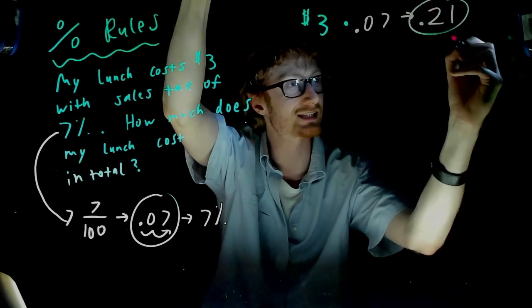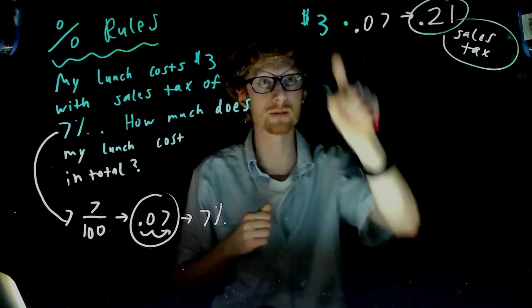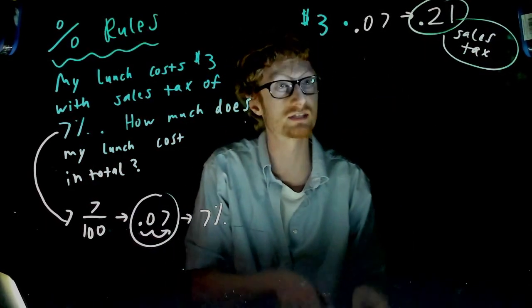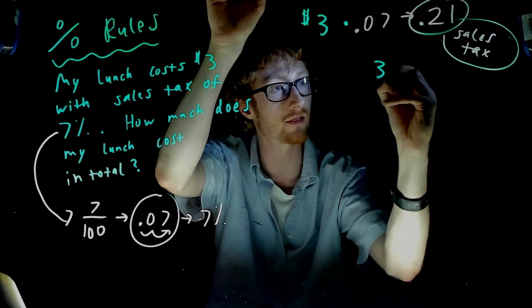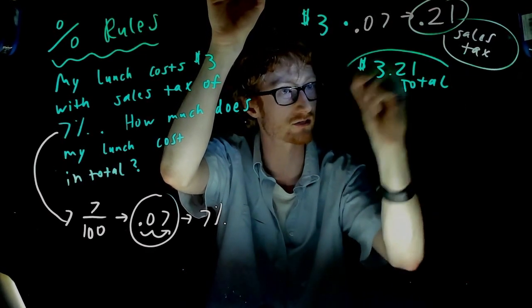Now that's how much my sales tax is. That's not how much money I end up paying in total, right? I end up paying the $3 plus the 21-cent sales tax. So how much do I pay? I end up paying $3.21 total. So that's essentially how sales tax works.